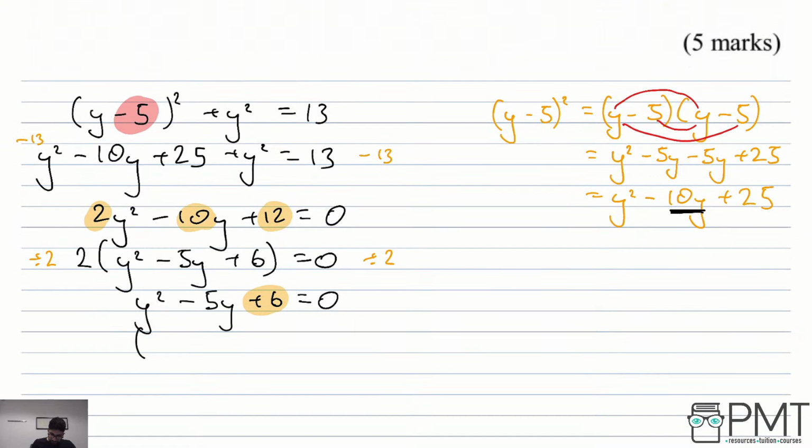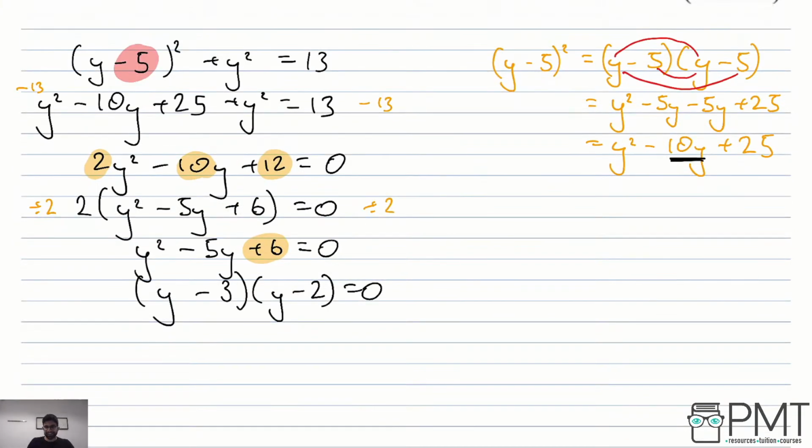Then at this stage, we factorize: y minus 3, y minus 2 equals 0. And then, thank you to all of you who pointed out the 10. y is 3 or y equals 2. Right, we have got two answers now. y is 3 and y is 2.